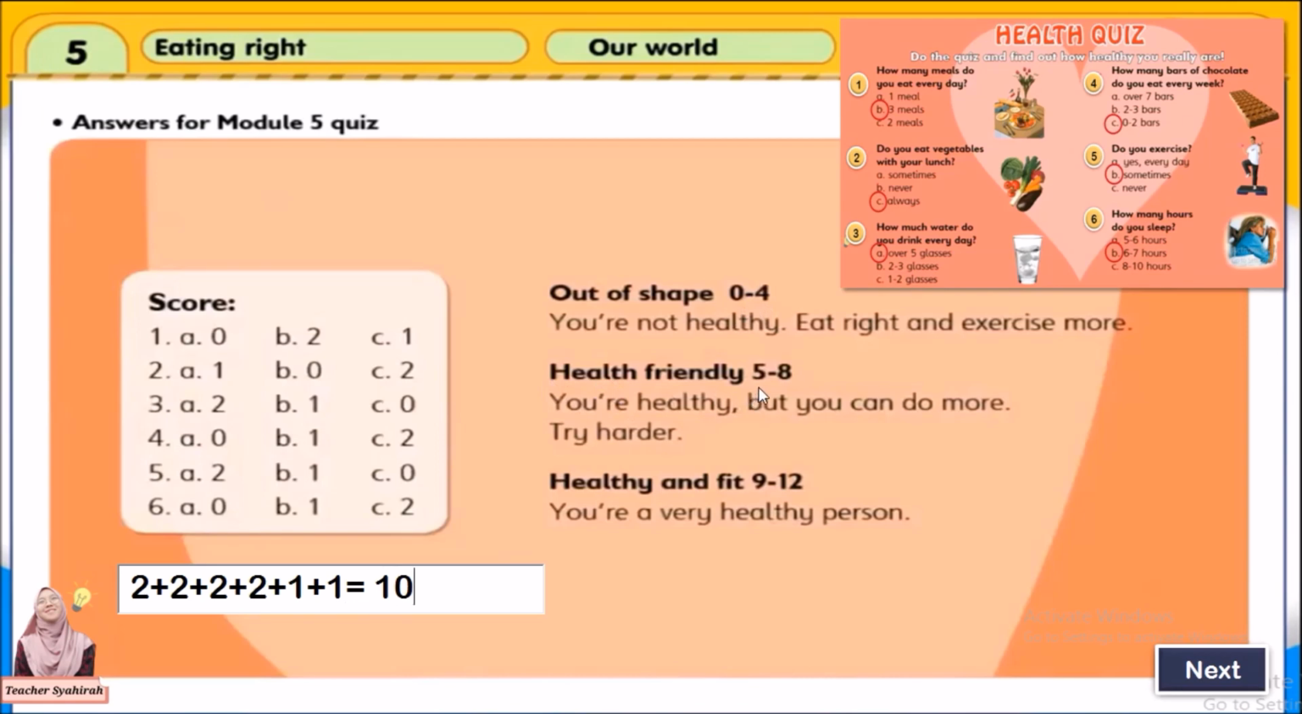So, if your mark is 5 to 8, it is health friendly. You're healthy. Maksudnya awak sihat. But you can do more. Try harder. Okay, boleh cuba lagi. Dah sihat, cumanya boleh perbaiki lagi pemakanan tu. Okay, and then the last one, healthy and fit. This is for 9 to 12 marks. Okay, kalau markah 9 hingga ke 12, you are a very healthy person. Orang yang sihat. So my mark is 10. 9 to 12, dia 10 ni di dalam kategori ni. So this is healthy and fit, my score. So you have to count your own score untuk tengok. Okay.